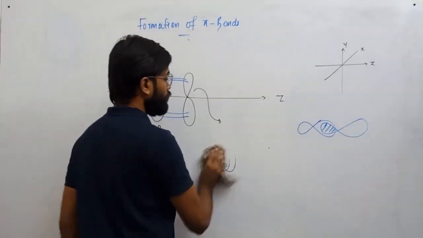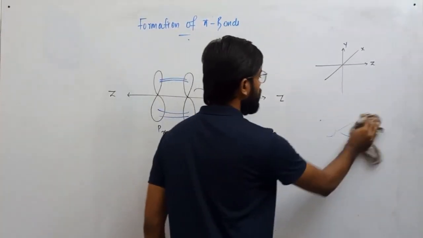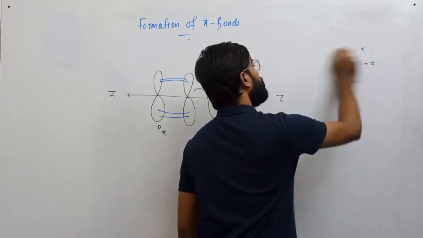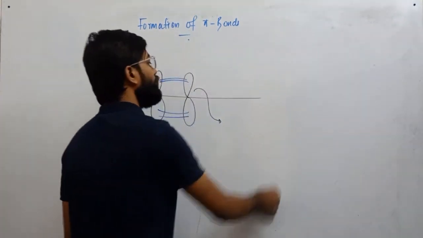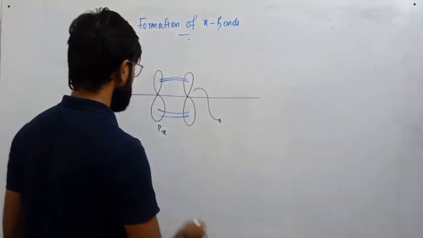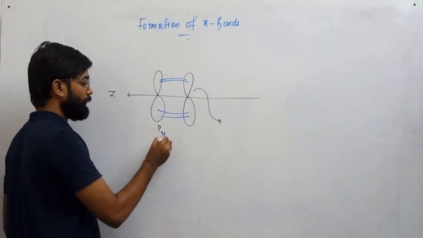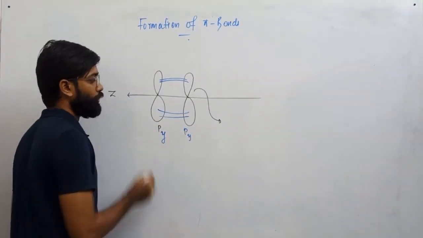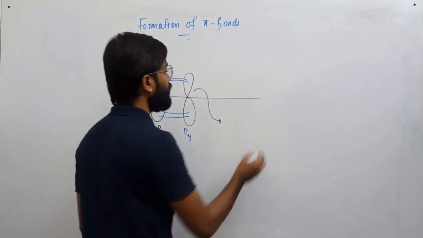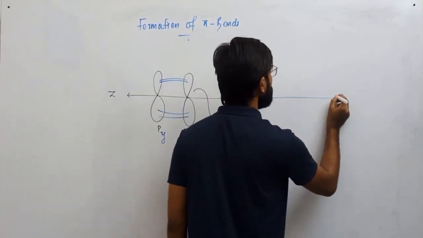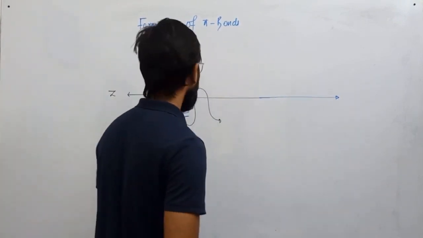If the overlapping is between two px orbitals, or these are two py orbitals, when these two py orbitals are overlapped, there is a chance for side to side overlap to form a pi bond.